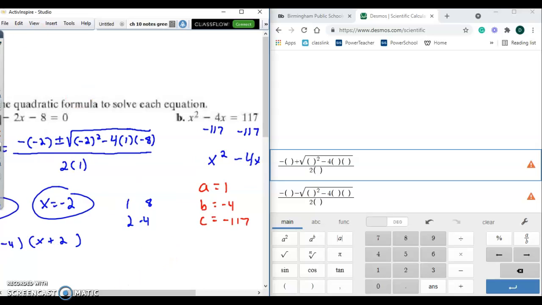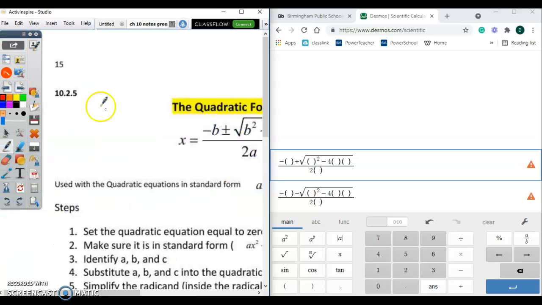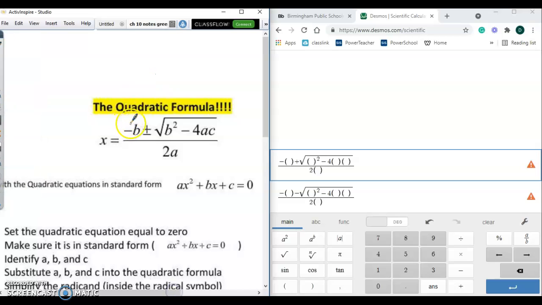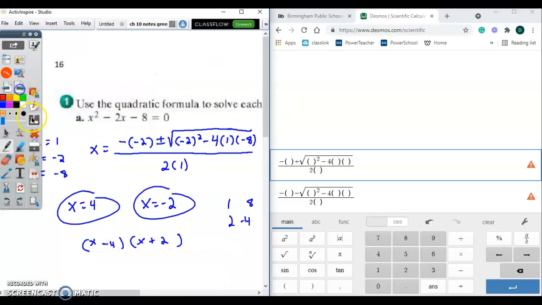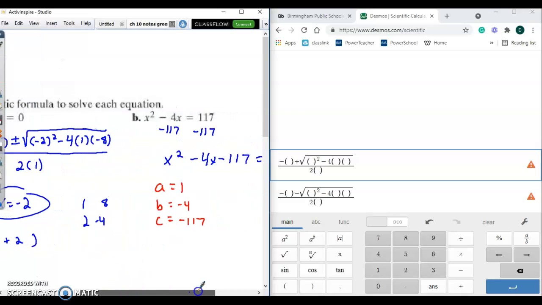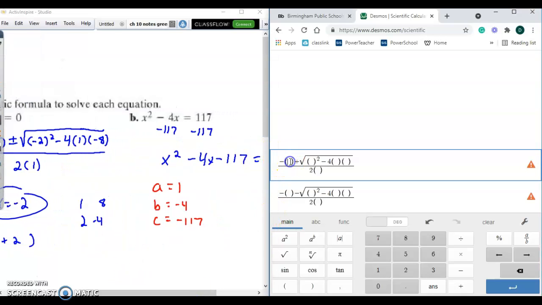If you still don't have it memorized, remember, just go back here. Here it is. Negative b, so it's b, b, a, c, a over there. So I'm going to look here. I'm going to have this side by side. x equals negative b, which would be negative 4 in there.